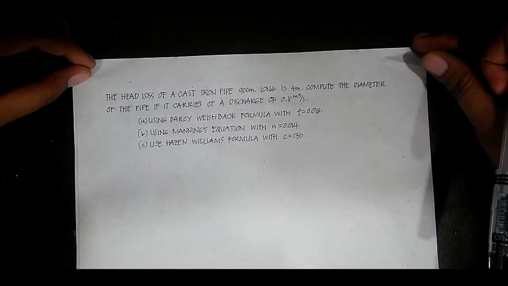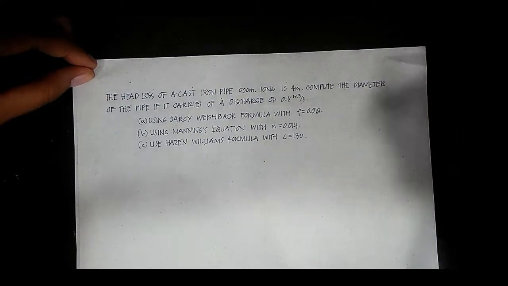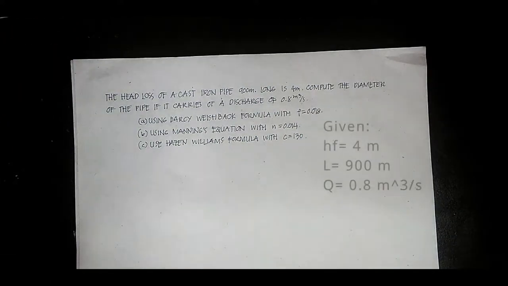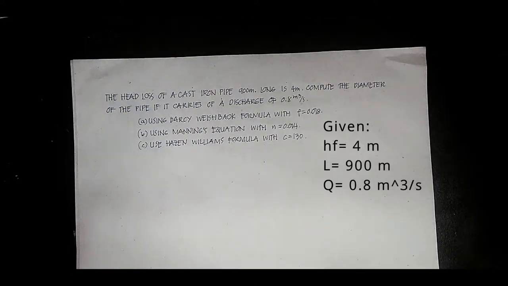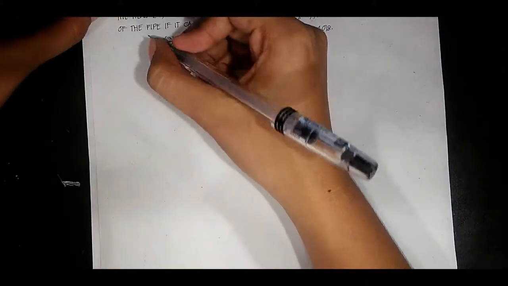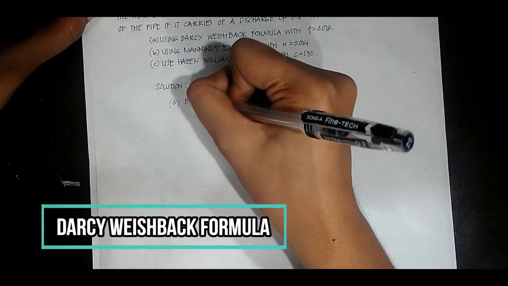The head loss of a cast iron pipe 900 meters long is 4 meters. Compute the diameter of the pipe if it carries a discharge of 0.8 cubic meter per second, using the Darcy-Weisbach formula with f equal to 0.018, using Manning's equation with n equal to 0.014, and using the Hazen-Williams formula with C equal to 130. So, in this problem, we can see the different formulas for finding a diameter.